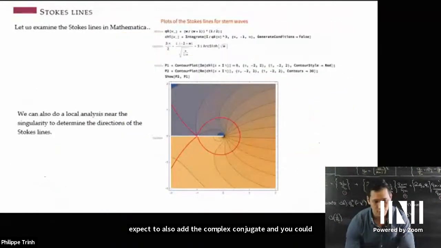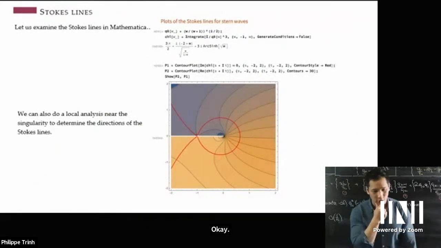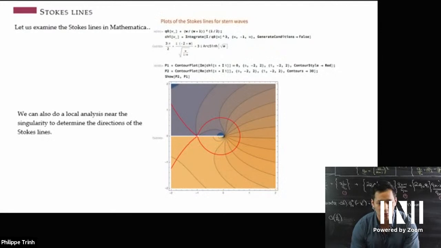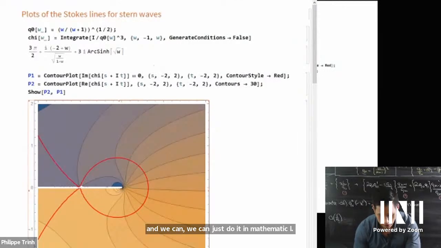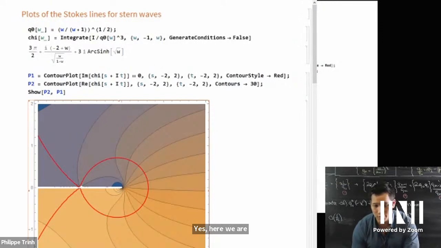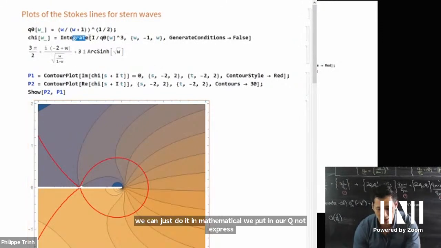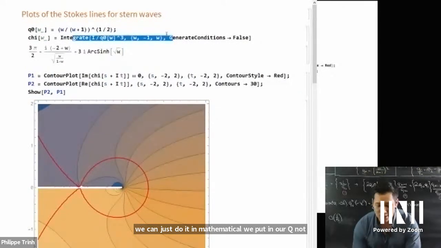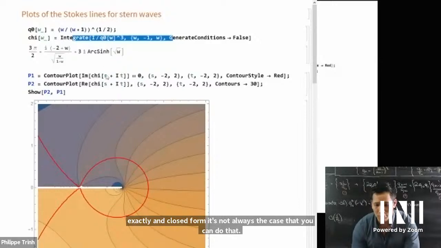Okay, let's say a few words about the Stokes lines, because it's a crucial quantity. The Stokes line, as we said, is predicted by the location where the imaginary part of chi is 0 and the real part of chi is positive. We can just do it in Mathematica. We put in our Q0 expression, put in our chi expression, and integrate it. In this case, you can actually integrate it exactly in closed form. It's not always the case that you can do that. And then you can try to plot contours of this function.